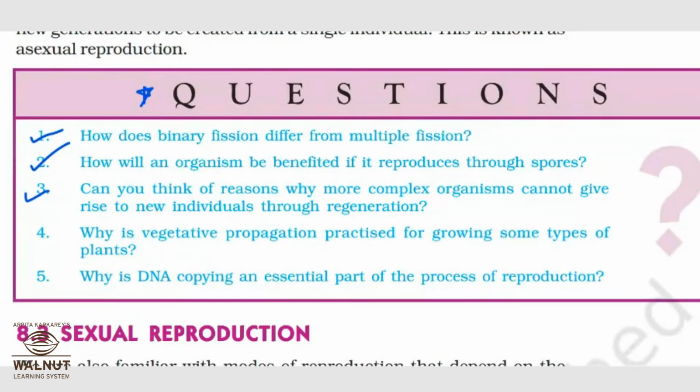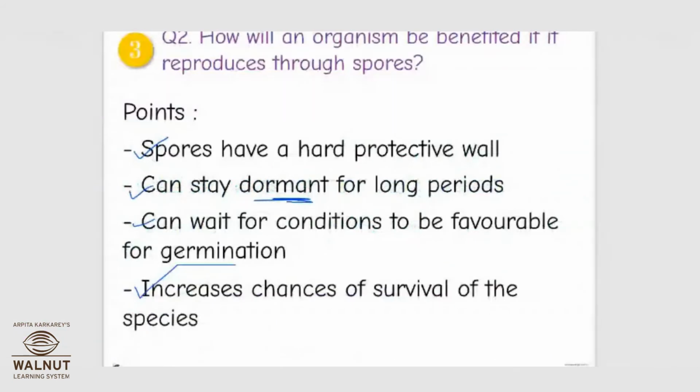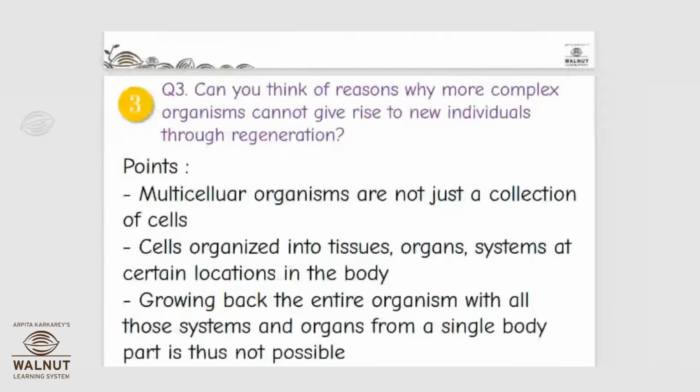In complex organisms, especially, they have specific organs for performing different functions, and so the cell types will be different. So just one part of the body cannot reproduce and create different types of cells to produce different organs to perform different functions. Right? I hope this basic concept is clear. Why they cannot reproduce through regeneration.